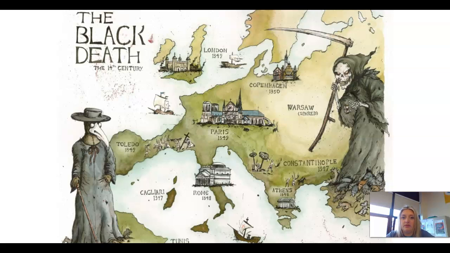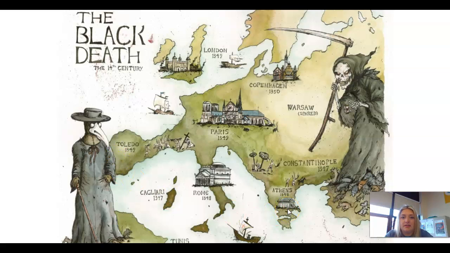This is just a great graphic. I love this graphic. I've used it for years, explaining the spread of the Black Death in the 14th century. You can see that with all the different towns, it has a year next to it. So that would be the year the plague reached it. And you see the plague, this evil Grim Reaper, working his way to the west to get into the different towns.